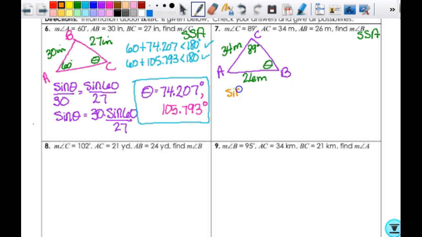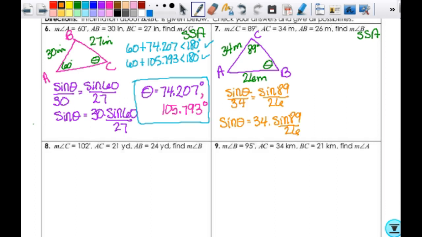So the sine of theta over the side length 34 is equal to the sine of 89 over the side length of 26. So I'm going to multiply both sides by 34, so I get that the sine of theta is equal to 34 times the sine of 89 over 26. So let's go ahead and type that in. Do 34 times, and your fraction is the sine of 89 over 26.